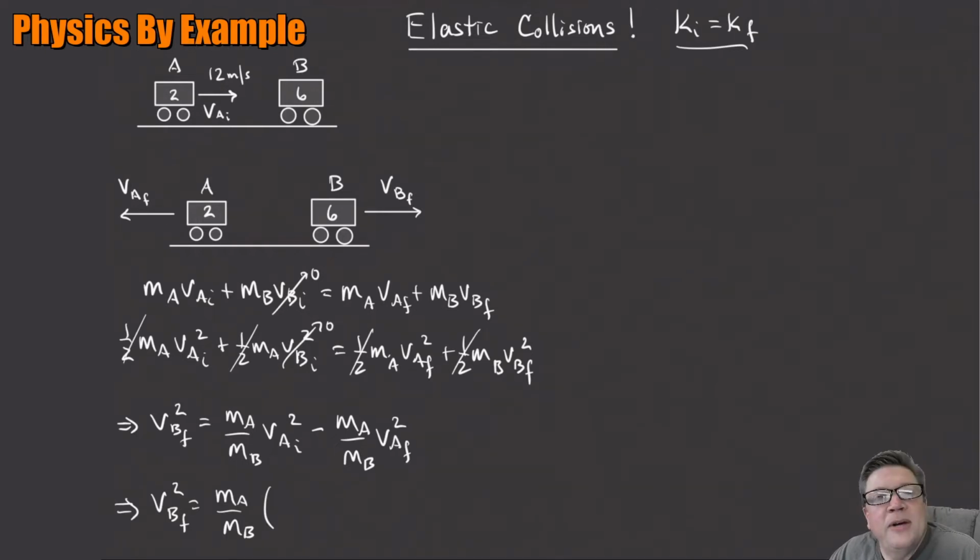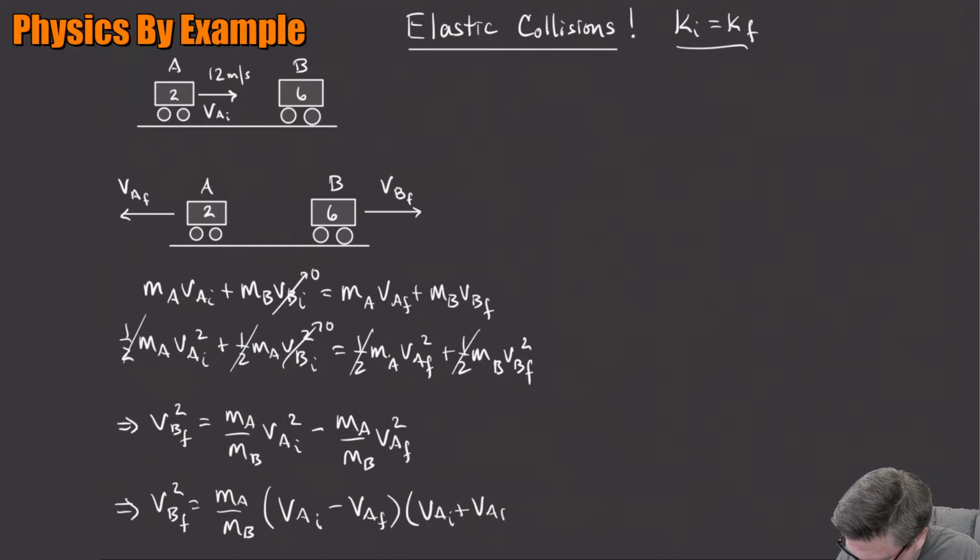One thing squared minus another thing squared, that's just this. That's just going to be VA initial minus VA final, times VA initial plus VA final. I can sort of factor it, right? Because when you multiply those things together, you get the thing that's above.